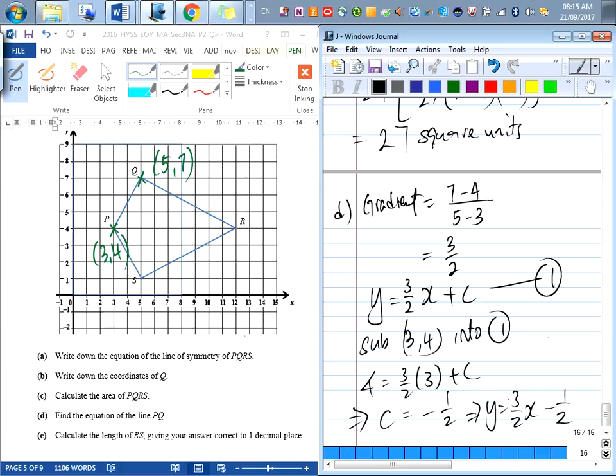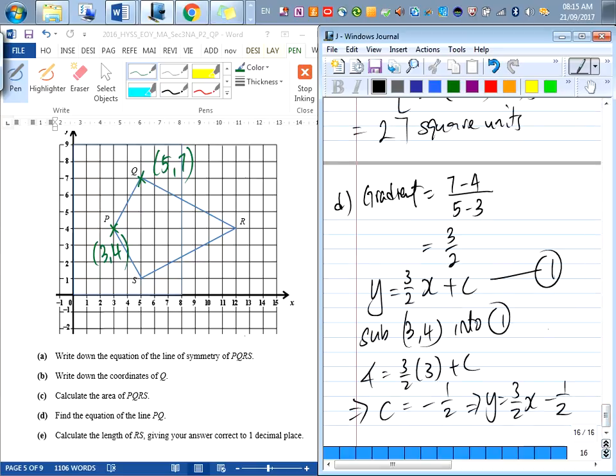In our algebra, we avoid using decimals. We try to leave everything in fractions. So what do you write? Y equals to 1.5x minus 0.5, is it? It's okay, but I recommend don't. Can? Who needs more time for this?